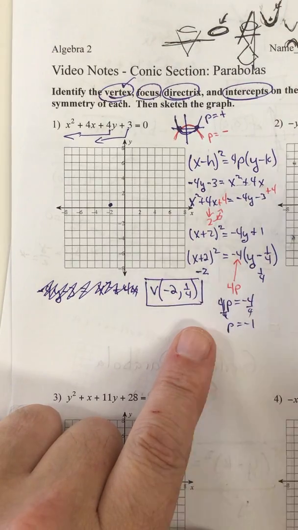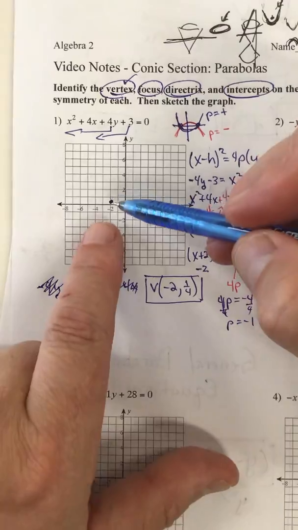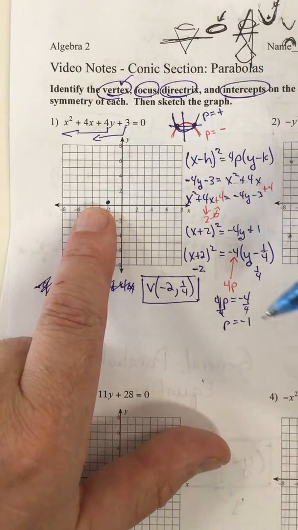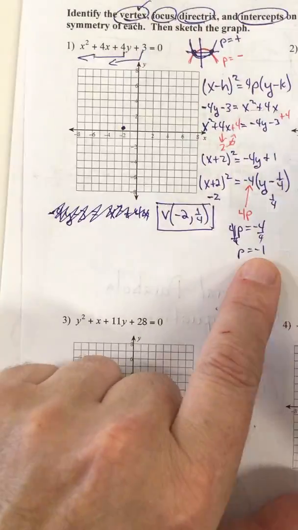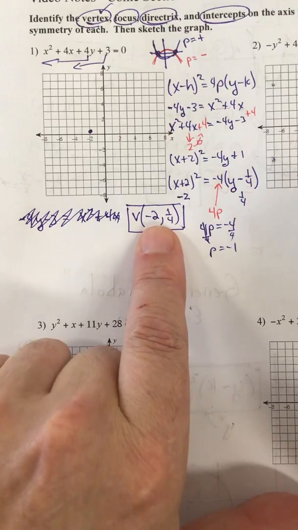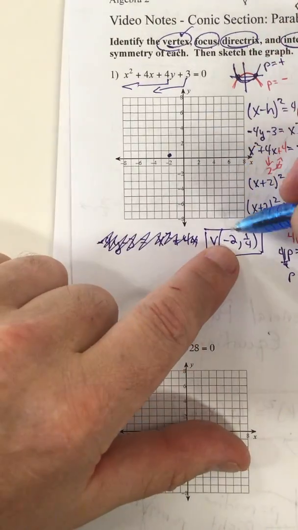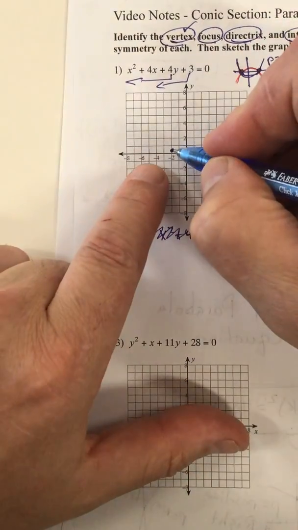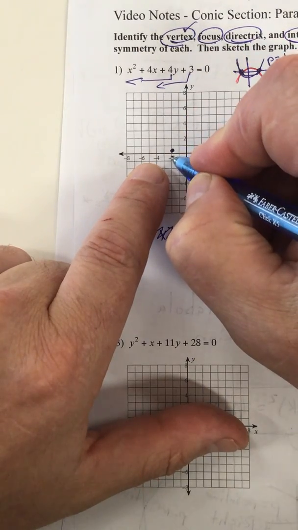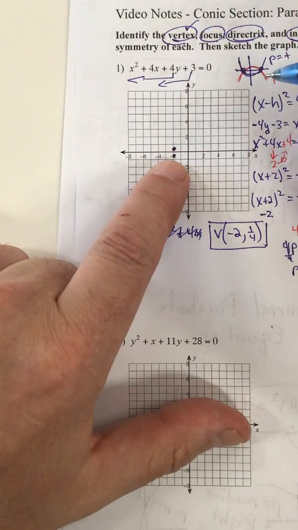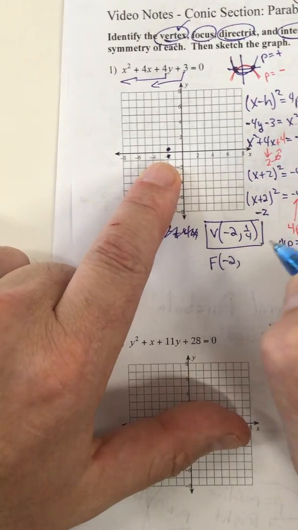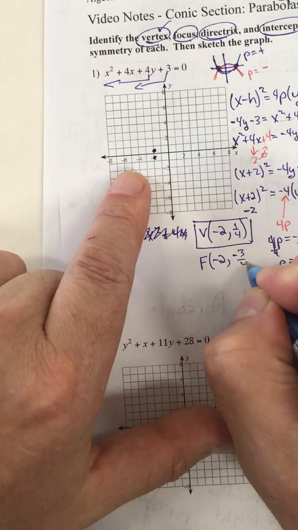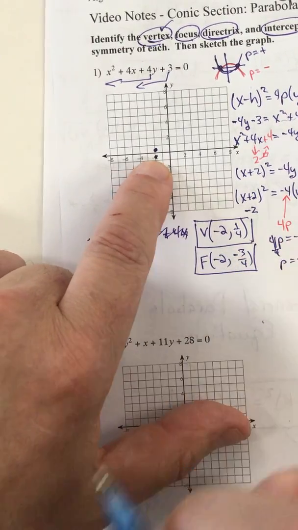p is negative 1. Okay, that means from this point up, negative 1. p is negative, which means it's going down. So that means the focus is 1 unit down from the vertex. The vertex is at negative 2, 1/4. So if I come down 1, there's the focus. It's 1 unit down. So the focus is at negative 2, and 1 less than 1/4 is negative 3/4. There's the focus point right there.